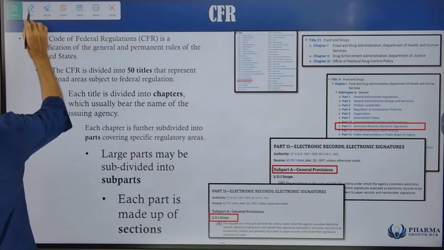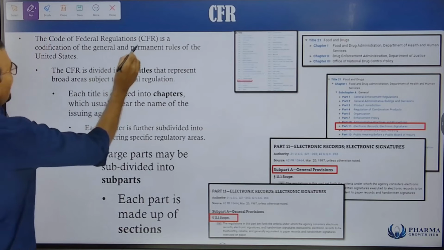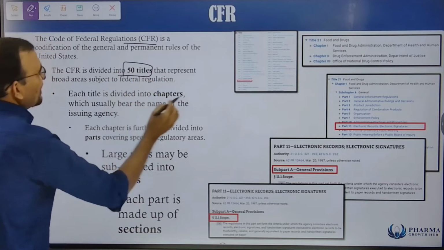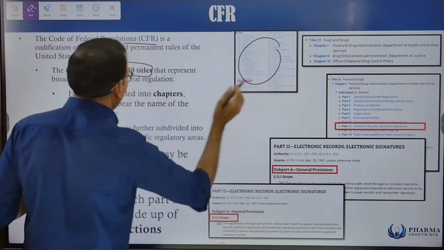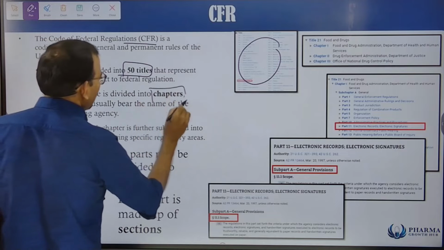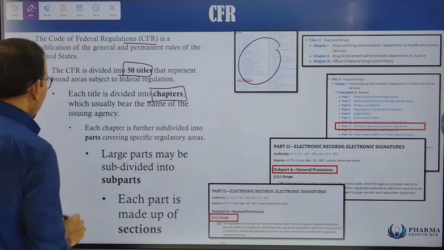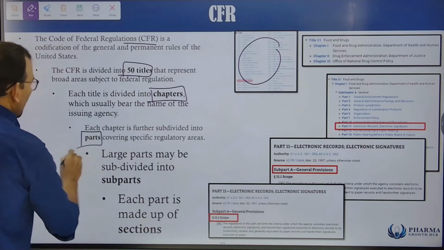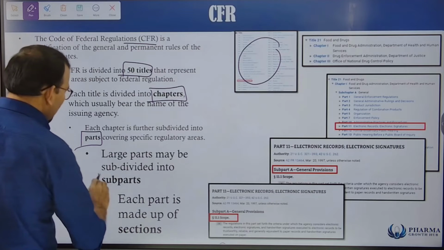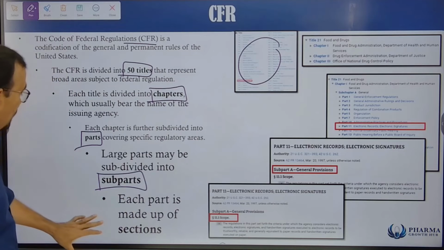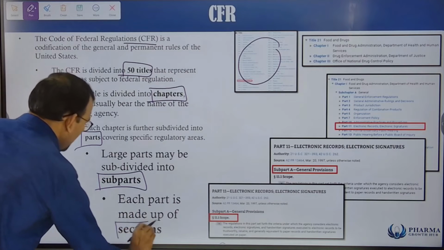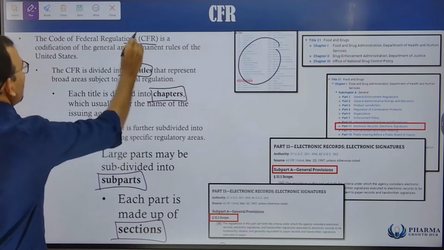See, where we started, CFR, the Code of Federal Regulations, has 50 titles. These are the 50 titles. You may not be able to see that. Each title is divided into chapters. Each chapter is further divided into parts. Each part may be divided into subparts. And this is the new point: each part is made up of sections.